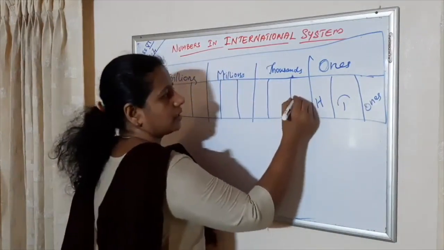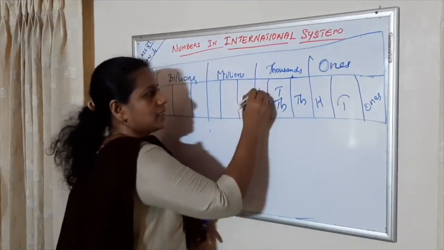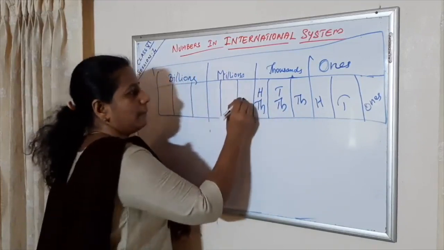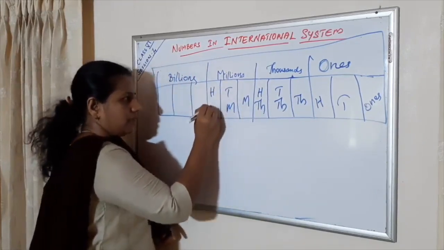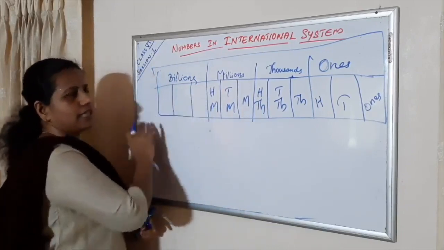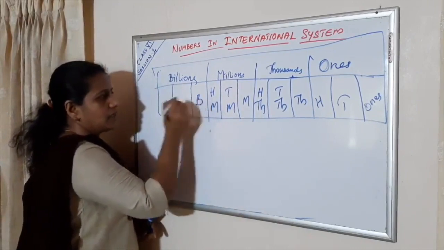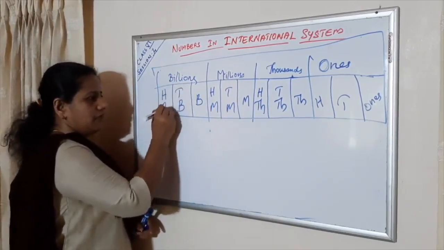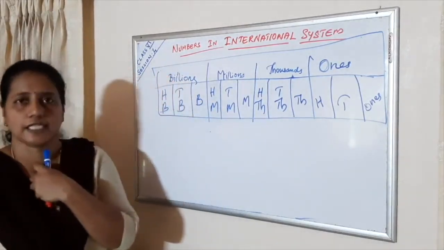Next one, thousands, ten thousands, and in the international system, it is hundred thousands. Similarly, millions, ten millions and hundred millions. In the same way we can write it in billions also. That is billions, ten billions and hundred billions. Okay, this is our place value chart in the international system.